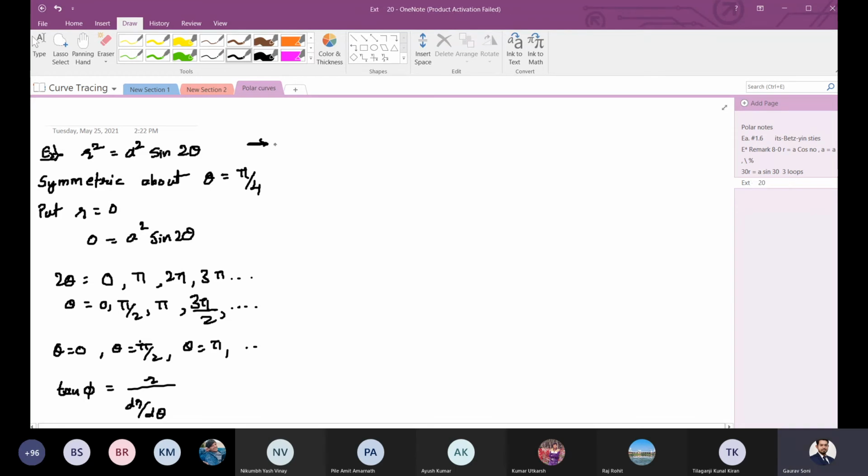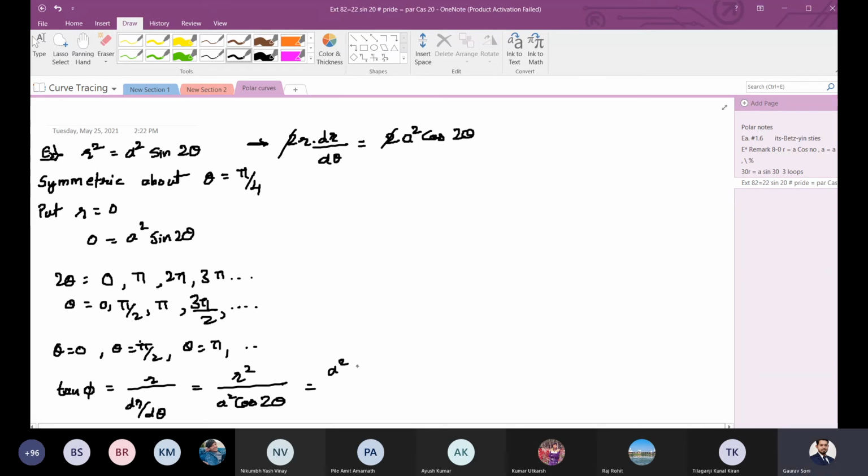If you differentiate this with respect to theta, what will you get? 2r dr by d theta is equal to 2 times a square cos of 2 theta. The 2 gets cancelled out. So dr by d theta is actually equal to a square cos 2 theta upon r. Put the value of r square, a square sin 2 theta, upon a square cos of 2 theta. This 2 gets cancelled out.